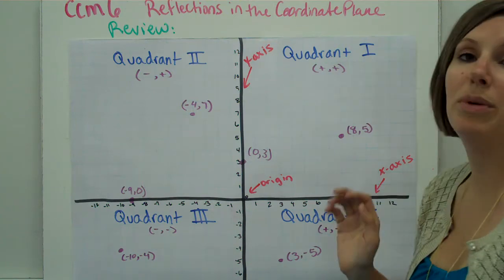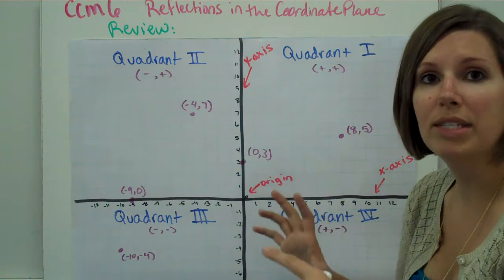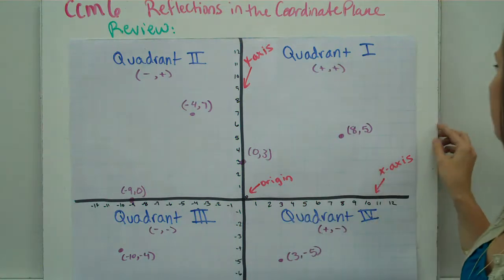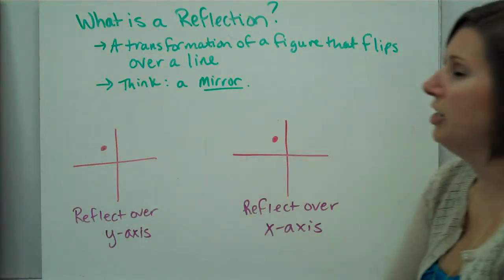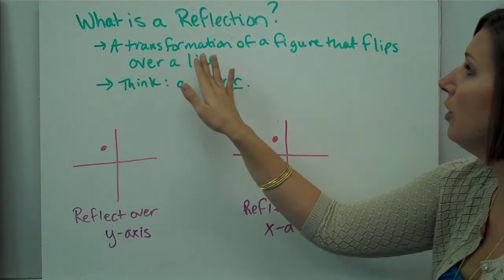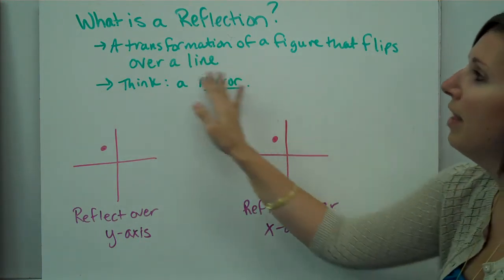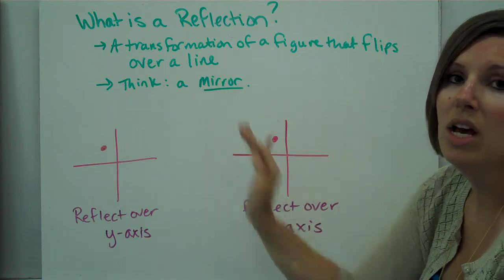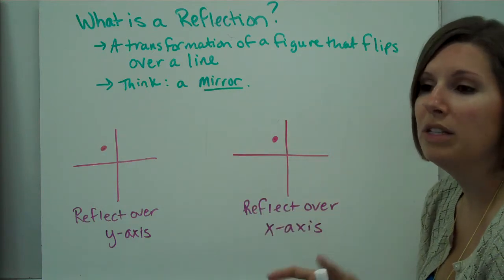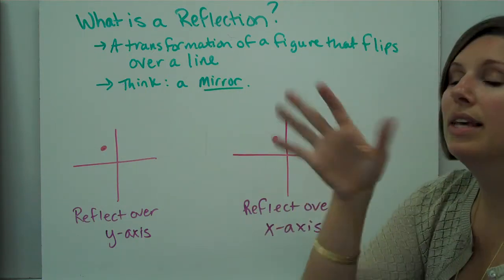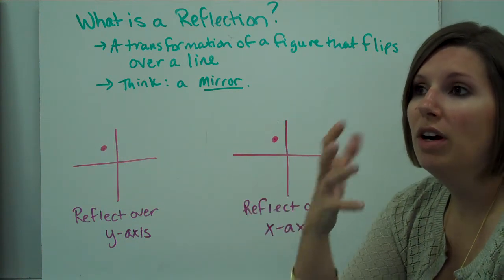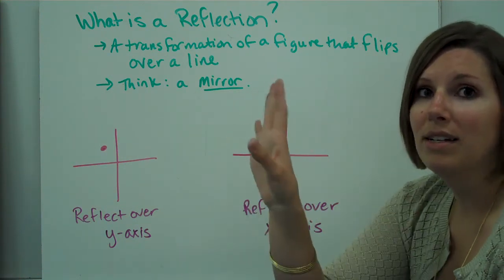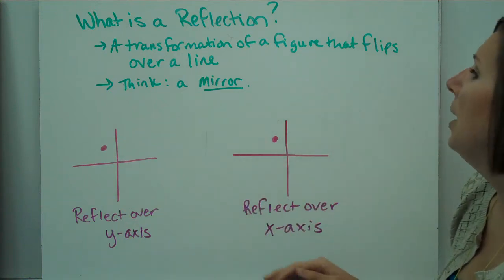What we're going to do today is take a point or a series of points, and we're going to reflect them. So, what is a reflection? A reflection is a transformation of a figure that flips over a line. So if you just think about a mirror that's reflecting your image, it's the opposite of your image reflected over that space. So it's a reflection.